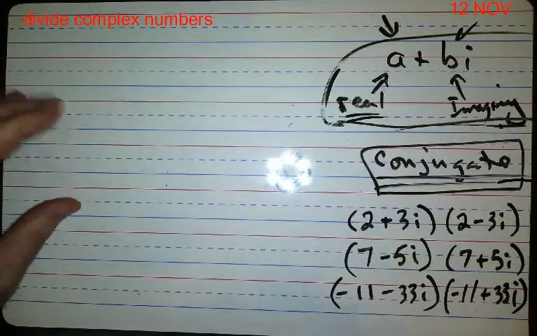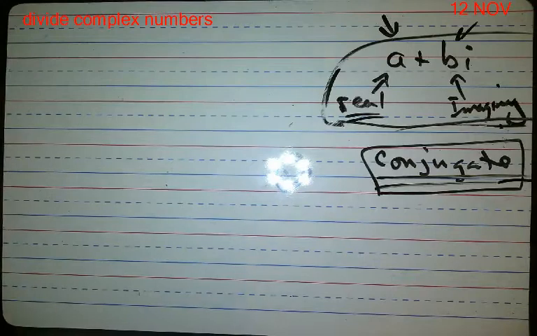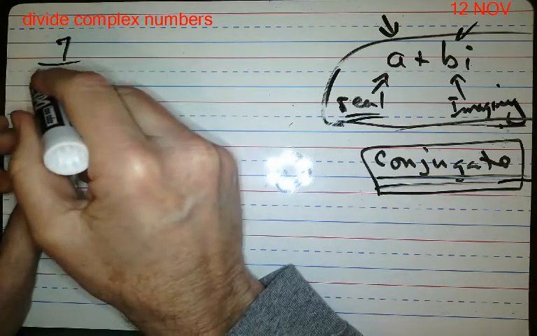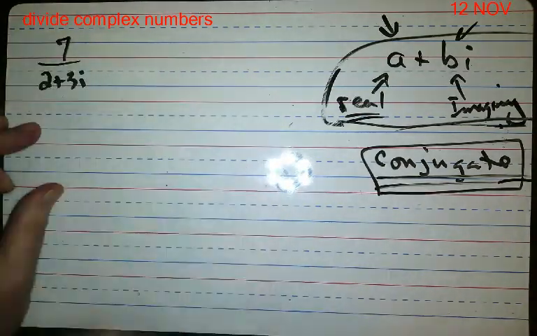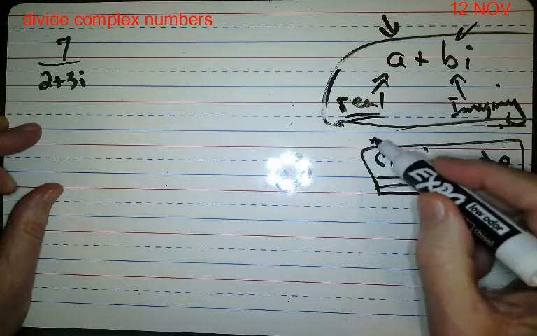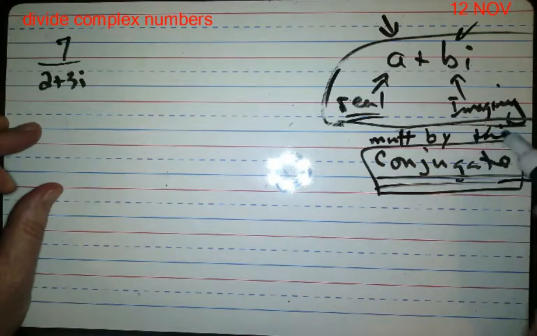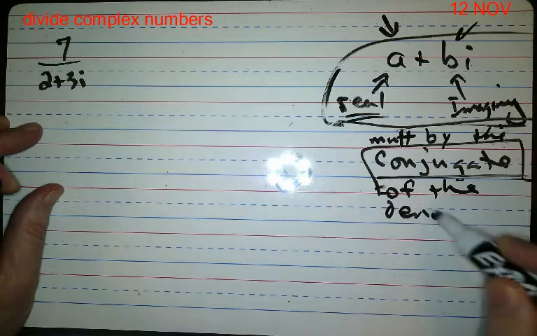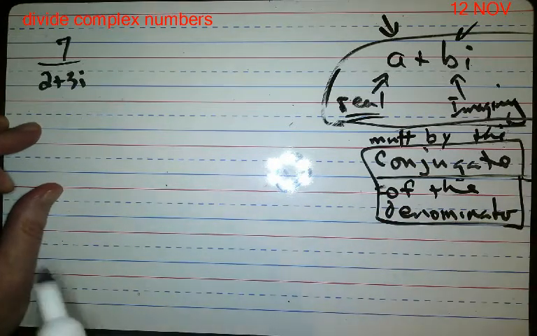So how do we use the conjugate? Well, let's look at the problem. Say we had something like, I don't know, 7 divided by 2 plus 3i. If I want to divide the whole number 7 by 2 plus 3i, what did I tell you? Multiply by the conjugate of the denominator. There we go. Multiply by the conjugate of the denominator.